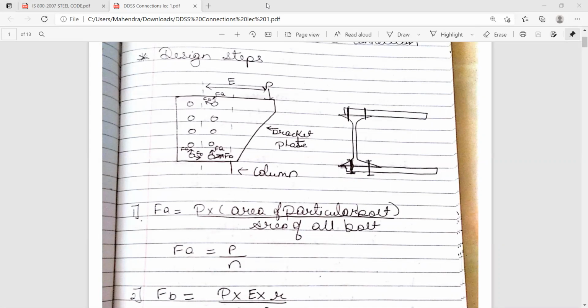You can give your attendance later. First of all, draw the diagram. This is the bracket face, and here there is the column, and these are the number of bolts shown over here. After drawing this diagram, let me know so that we can proceed with the design steps.